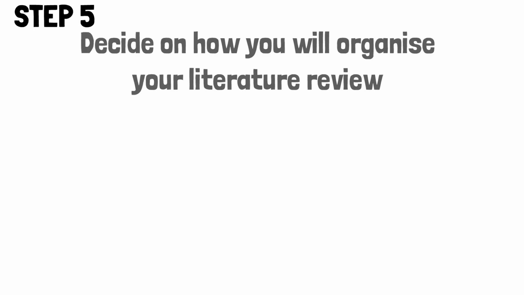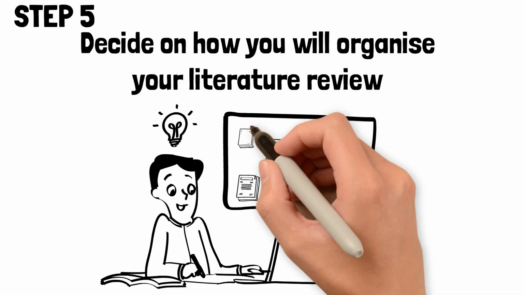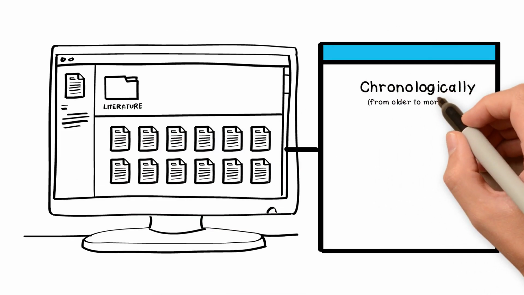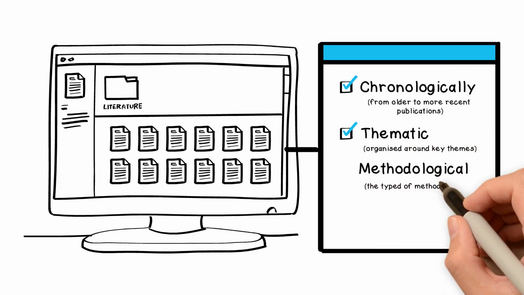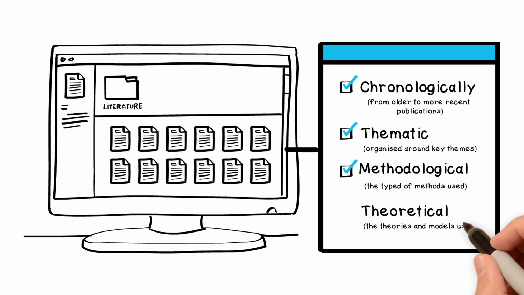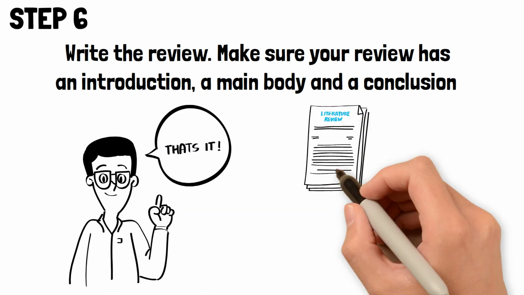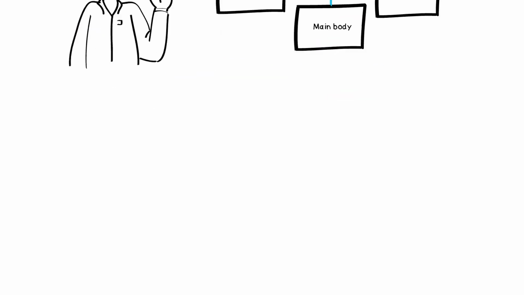Step 5. Decide on how you will organise your literature review. By now you know an awful lot about your topic, and you can start to see themes and connections between sources. How do you want to organise your literature? Do you want to organise it chronologically, from older to more recent publications? Thematic, organised around key themes. Methodological, the types of methods used. And theoretical, the theories and models used. Step 6. Write the literature review using the information in your annotated bibliography, organised in the way that you have chosen. Make sure it has an introduction, main body and conclusion. That's it, you have written your literature review.